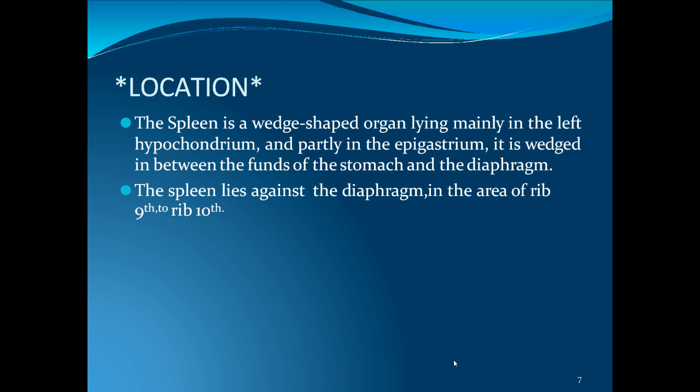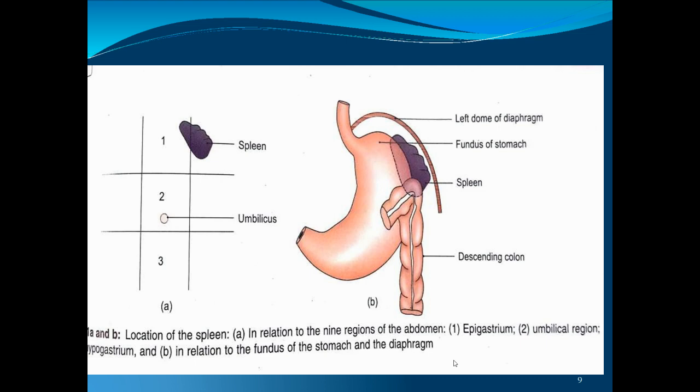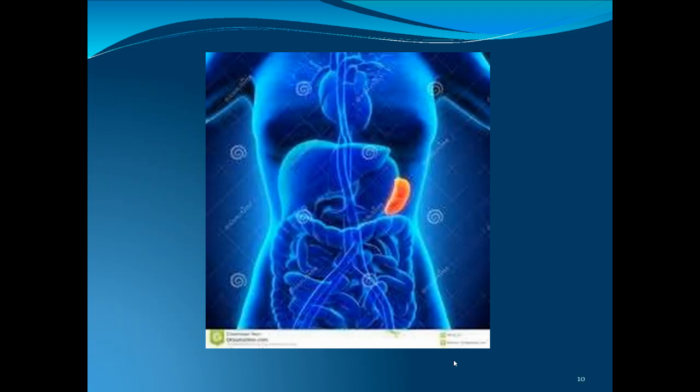The spleen is a wedge-shaped organ lying mainly in the left hypochondrium and partly in the epigastrium. It lies between the fundus of the stomach and the diaphragm. The spleen lies against the diaphragm in the area of rib 9 and rib 10. So you can see the position of the spleen here in this picture, more clearly, how the spleen lies close to the stomach and the left colic flexure.